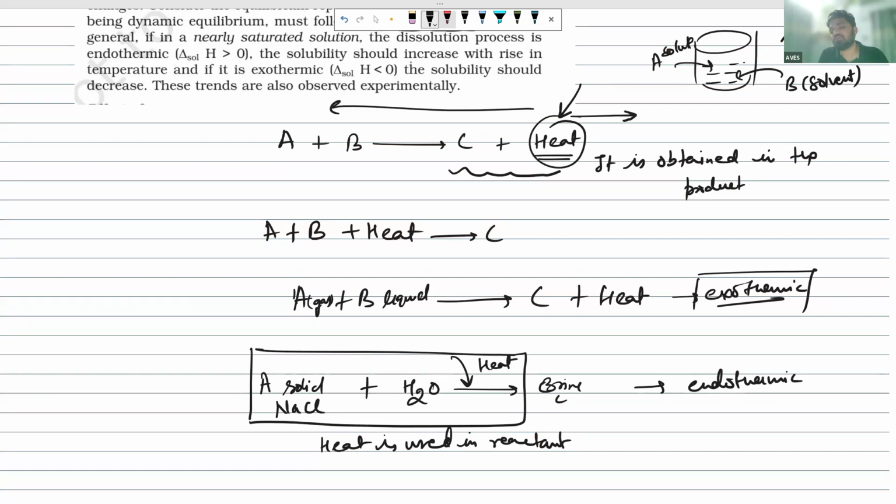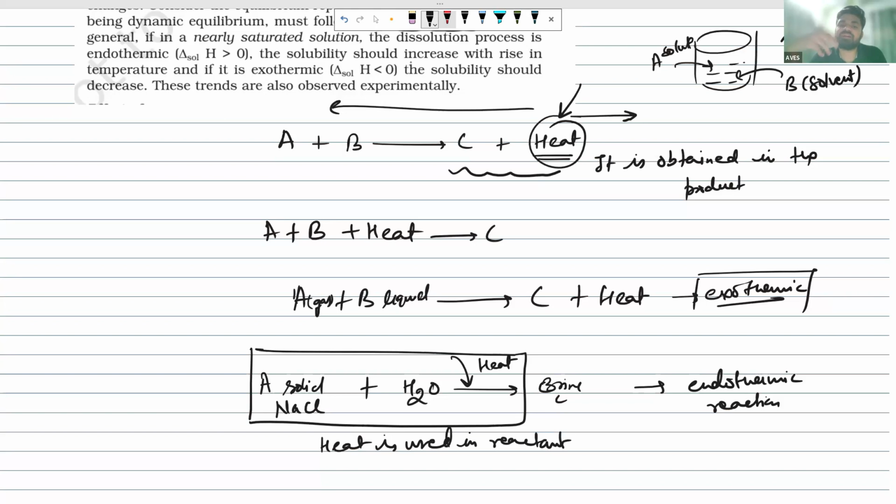So for all endothermic reactions, if the dissolution is an endothermic process, it will be feasible at high temperature. This means you can dissolve more solute at high temperature; like if you are dissolving salt or sugar in water, it is more feasible.